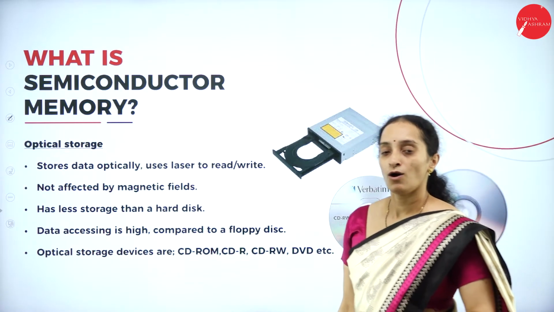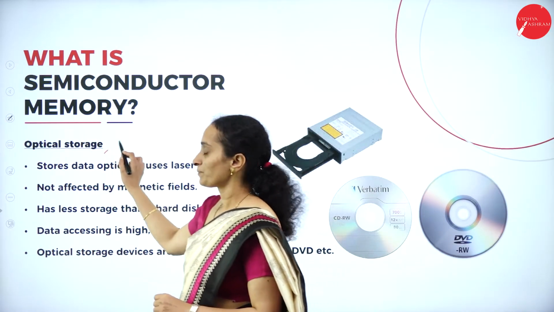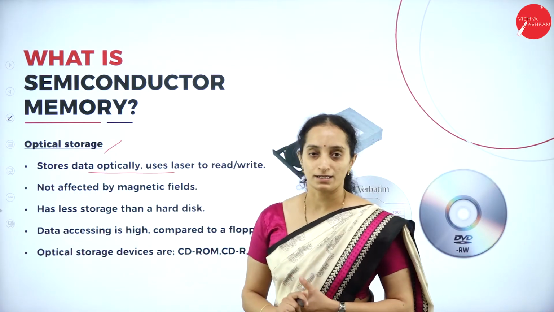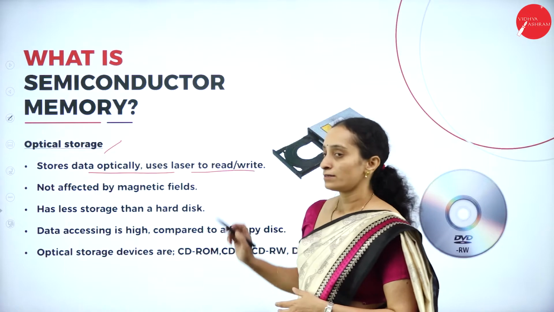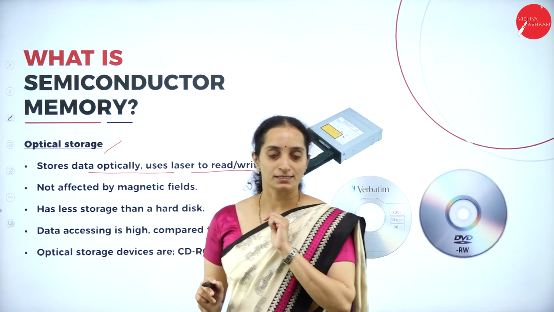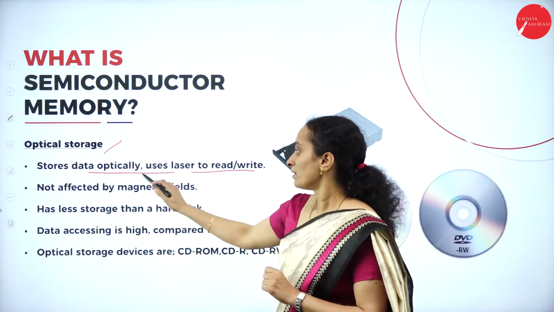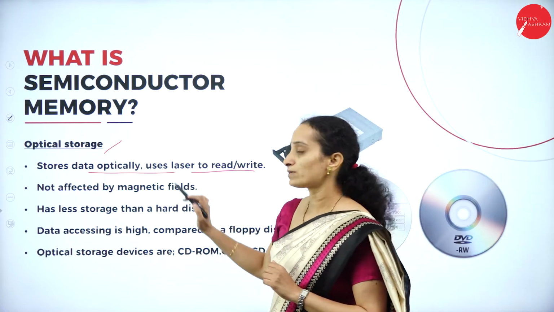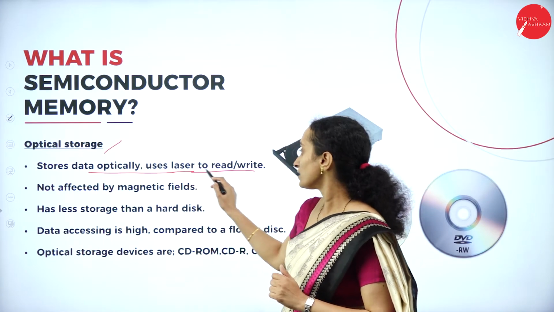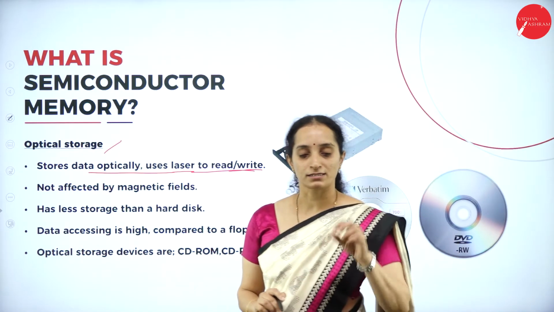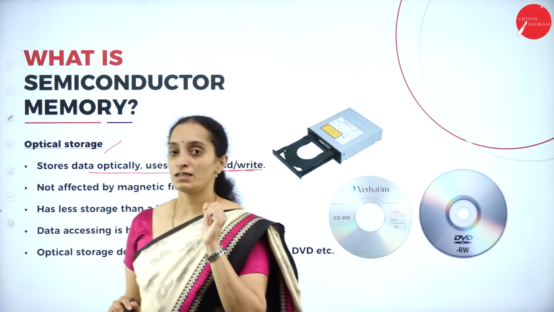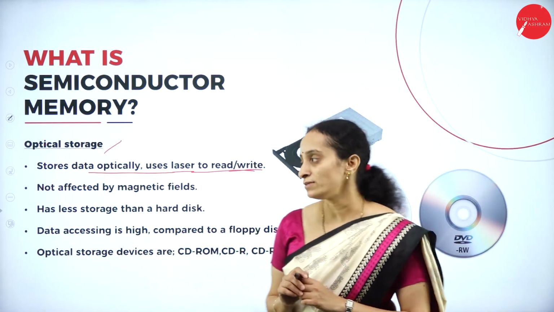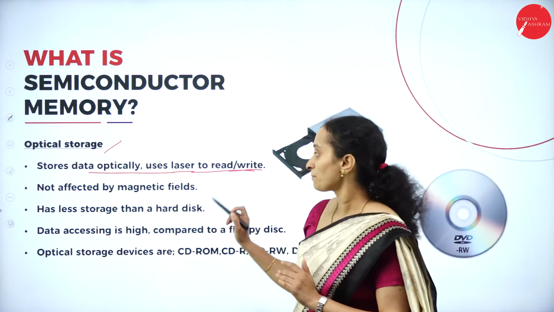Next we have the optical type of storage. The optical type of storage stores data optically in the form of light signals, light waves. Optics means light waves, isn't it? So it stores the data optically and uses a laser to read or write. Optical light-based waves or signals are used, which are called optics.